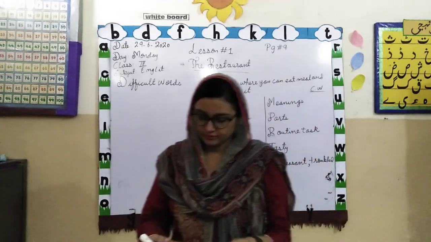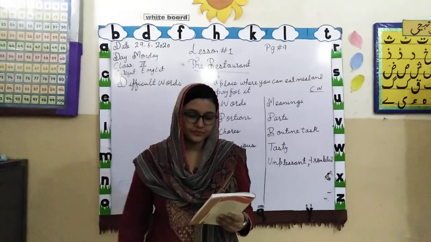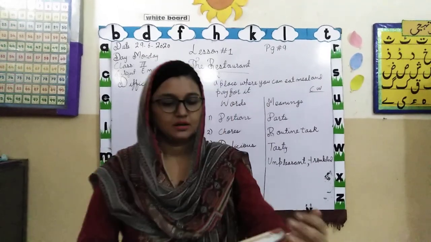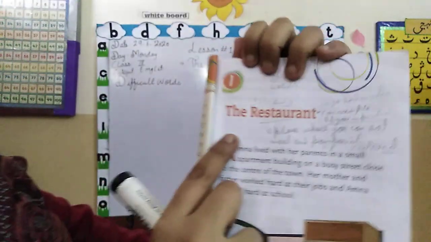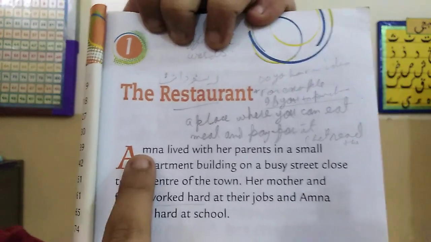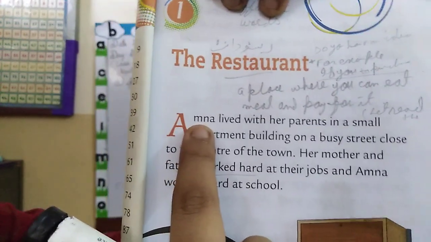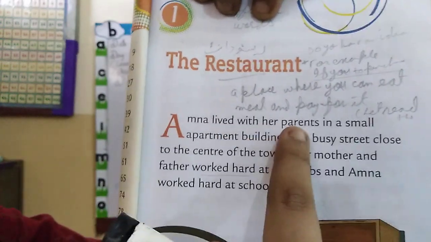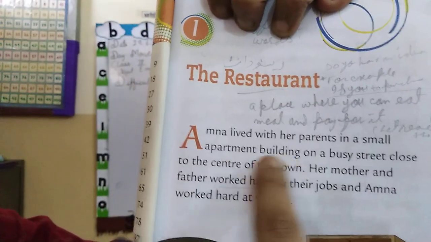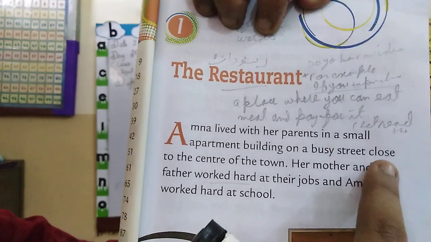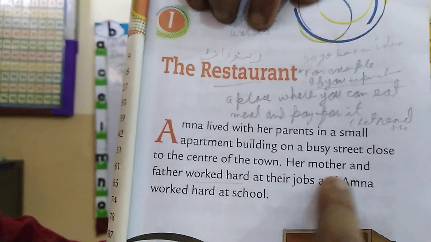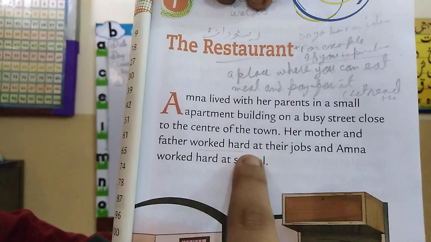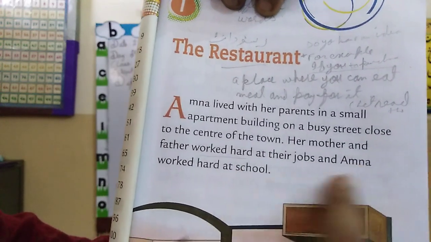Now let's read page number 9. Okay, The Restaurant. Look at this. Put your finger on the book. Amna is the main character of this lesson. Amna lives with her parents in a small apartment building on a busy street close to the center of the town. Her mother and father worked hard at their jobs and Amna worked hard at school.